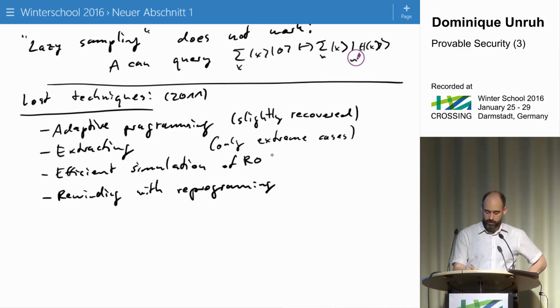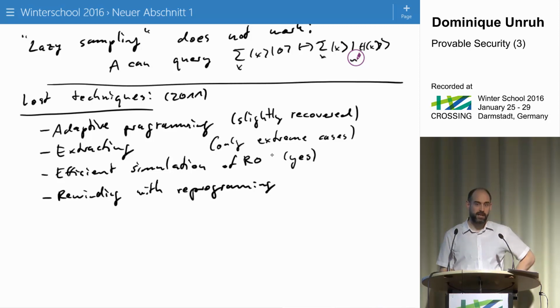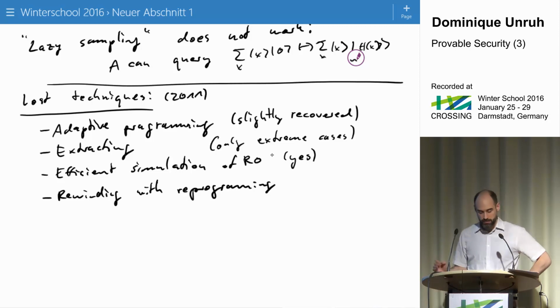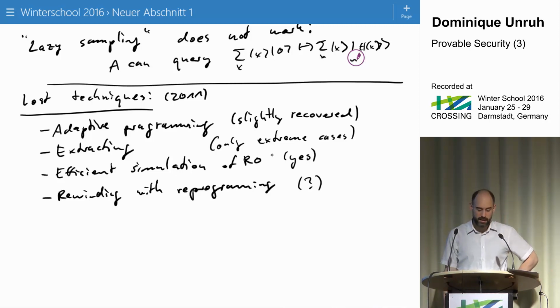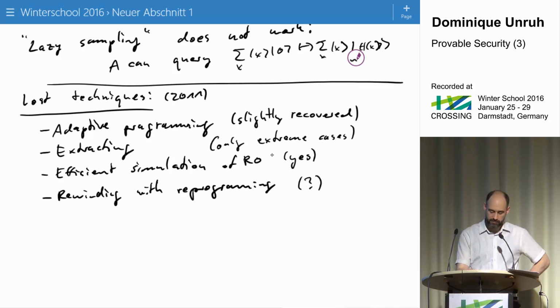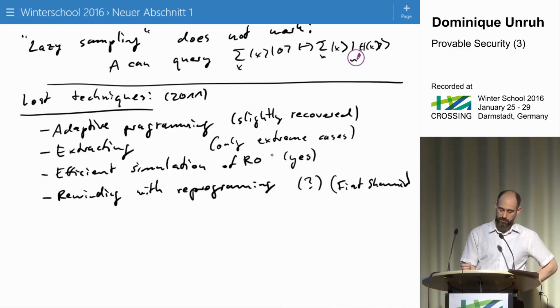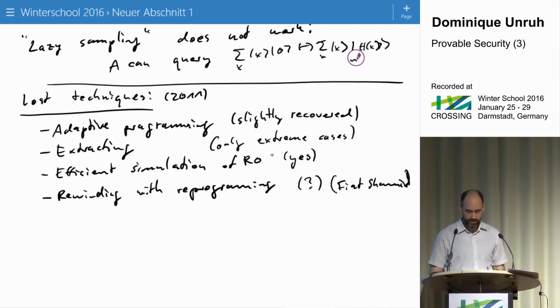Efficient simulation of the random oracle, actually that's solved. So it turns out that if you do only Q queries, you can't tell a random oracle apart from, for example, a polynomial of degree 2Q, so that's a nice trick. And rewinding with reprogramming, I don't know that there's anything. So that would be, for example, for proving the security of Fiat-Shamir, which is an interesting challenge here.